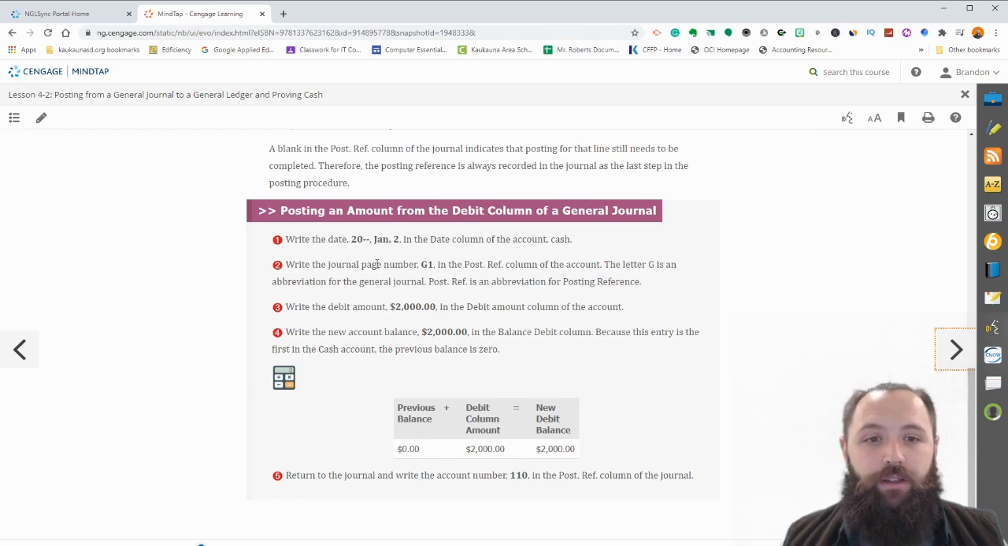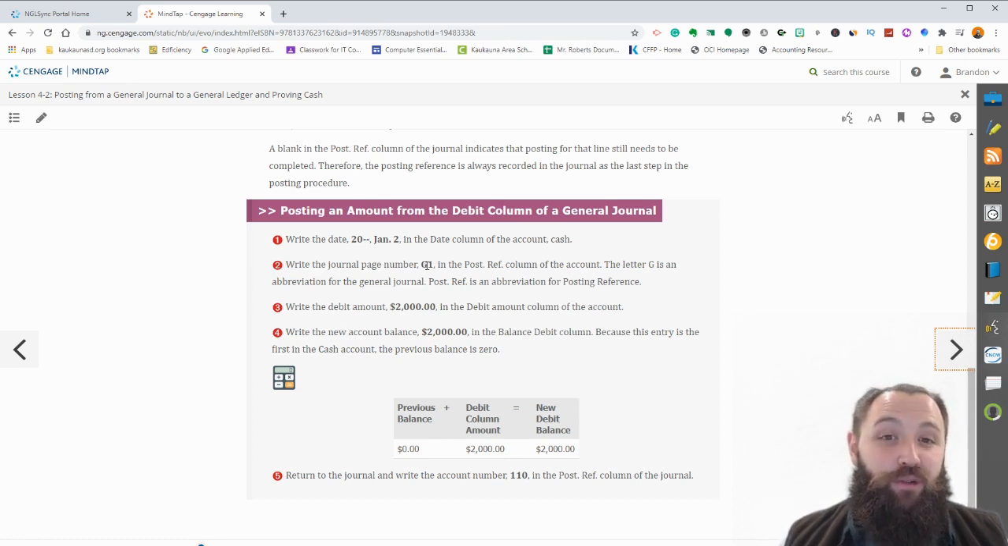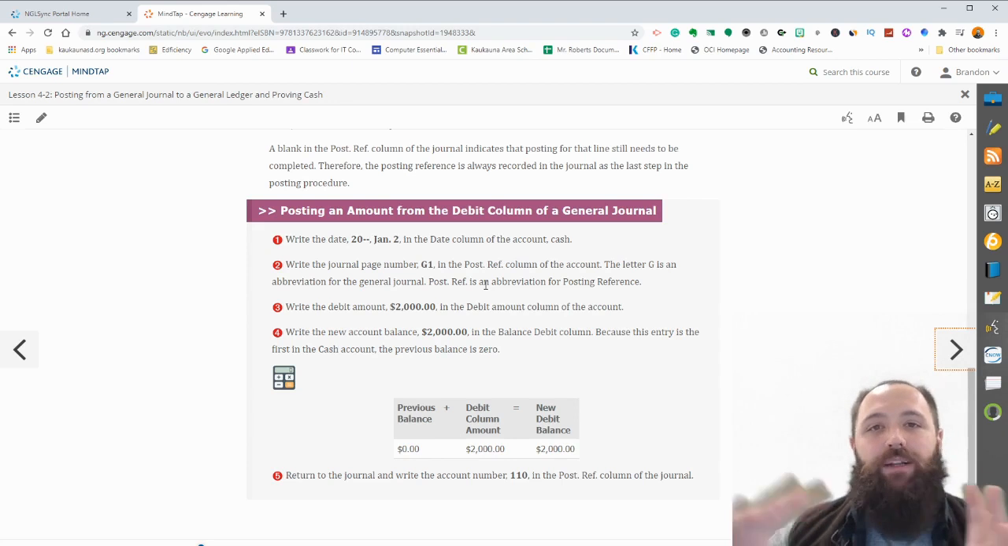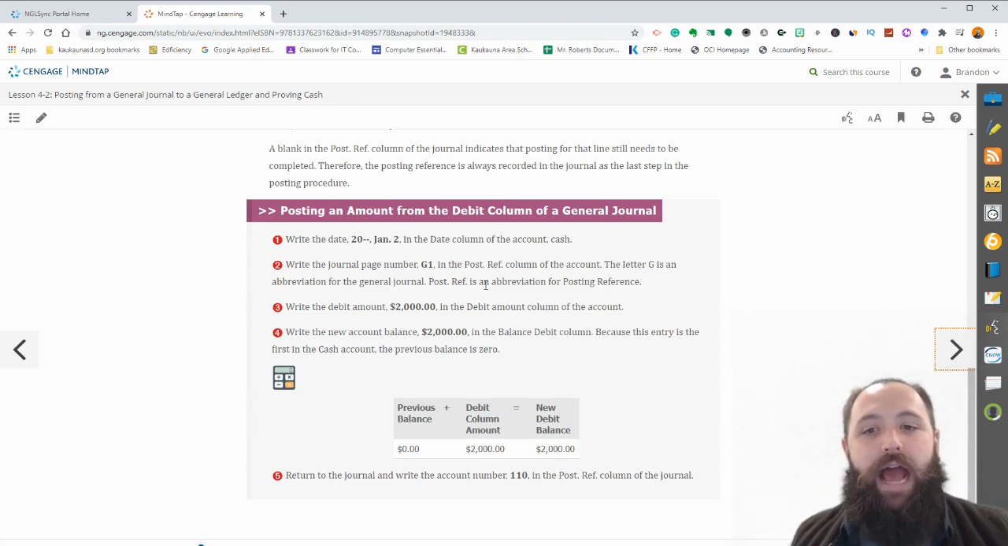Next, you write the journal page number. We're going to be posting from the general journal most of the time right now, so it's almost always going to be G. And what does the 1 stand for? That's the page of the general journal. So G1 in the post reference column of the account. And post reference is an abbreviation for the posting reference, meaning what we go back to and look at if we have a question here.